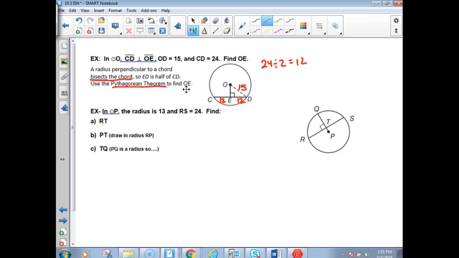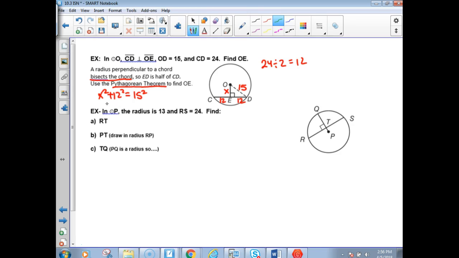Use the Pythagorean theorem to find OE. So I'm going to put an X on OE, and I'm going to say OE is a leg, ED is a leg, and OD is the hypotenuse. So x squared plus 12 squared equals 15 squared. We've been doing this Pythagorean theorem since the first week of school as well. We're going to subtract 12 squared from 15 squared.